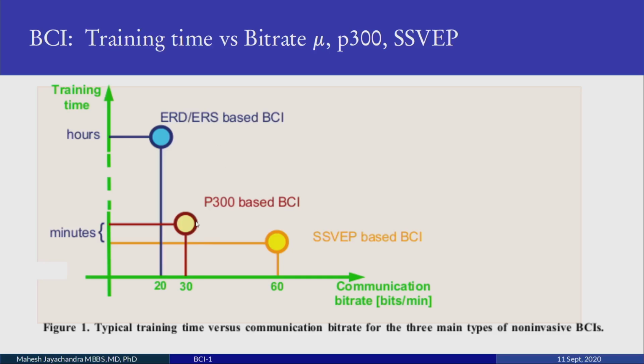P300 is much faster because you just have to sense what's coming, and we assume that everyone knows the alphabet, so it's in minutes rather than hours. However, the bitrate again is not brilliant. SSVEP is as fast or faster than P300, and the communication rate is much higher. It's 60 bits per minute. So depending on your experiment, depending on the subject, depending on the cerebral dysfunction, you have a choice. You can use either the mu rhythm, the P300, or the SSVEP.